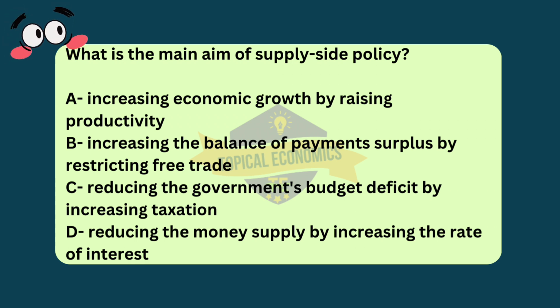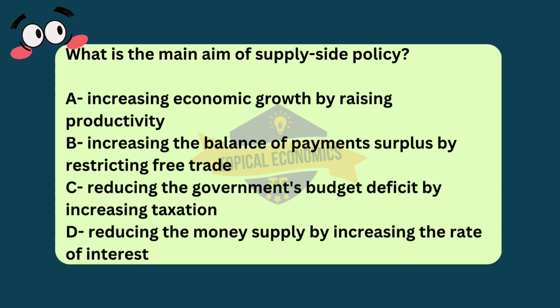Analyzing the other options. Option B, increasing the balance of payments surplus by restricting free trade, refers to policies aimed at improving the trade balance, which is typically associated with protectionist or demand-side measures, not supply-side policies. Supply-side policies generally do not focus on restricting free trade, but on improving productivity and efficiency in the economy.